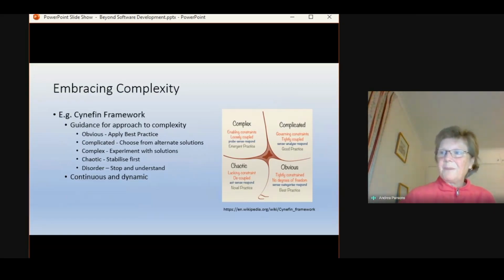So when you look at this framework, the goal is to understand where you are with the situation at hand, and then to work in a continuous and dynamic way to move through the different quadrants in a clockwise direction to try and get as close to obvious as it makes sense to do, because it's likely to be the case a lot of the time where you're just not going to make it all the way to obvious. You're working within a complicated domain.